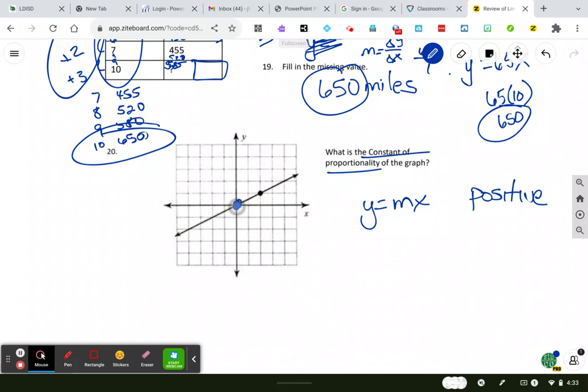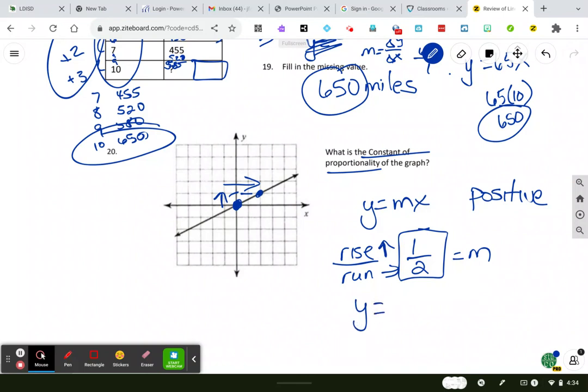So we need to find out, how do we get from here to here? Rise over run. How far am I going to rise? How far am I going to run? I'm going to go up 1, and I'm going to go over 2. There's my m. So my equation is y equals mx. Y equals 1/2 x. And that's it, my friends.